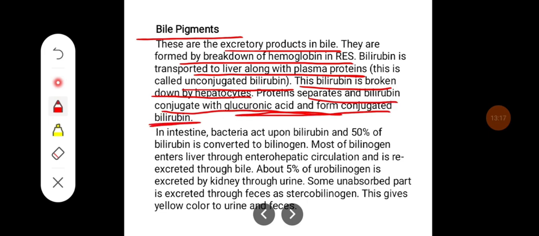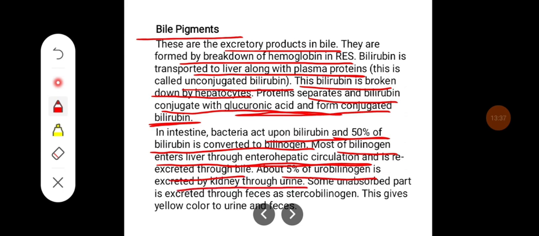In the intestine, bacteria act upon bilirubin, and it is converted into urobilinogen. Most of the urobilinogen enters the liver through enterohepatic circulation, and it is re-excreted through bile. About 5% of the urobilinogen is excreted by the kidney through urine. Some unabsorbed part is excreted through feces as stercobilinogen. This gives yellow color to urine and feces.